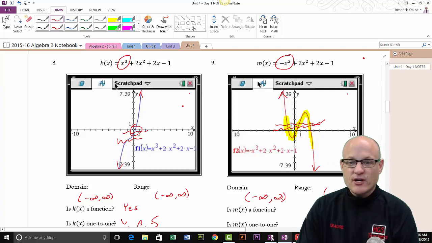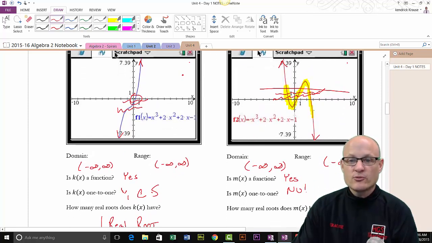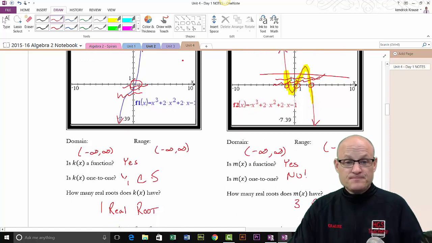All right. Is this a function? Yes, it passes the vertical line test. But in this case, obviously, it fails the horizontal line test. So it is not a one-to-one function. How many real roots does this one have? Well, if I look through, I got 1, 2, and 3. So 3 real roots.